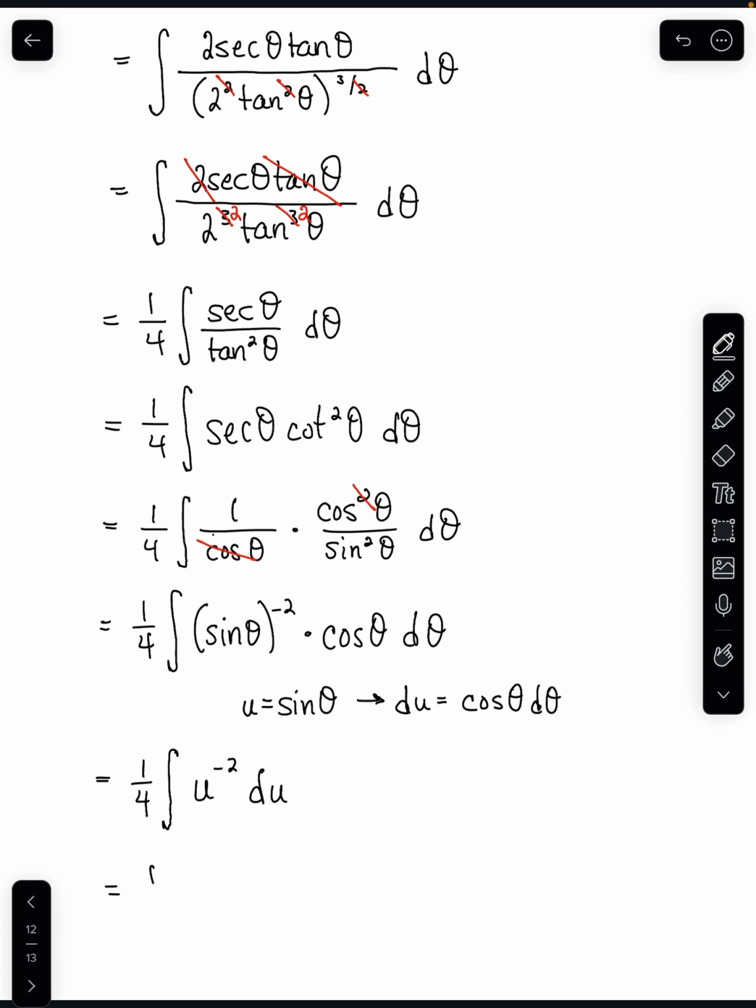The power rule will work nicely here. This becomes u to the negative 1 over negative 1. And now we actually have two levels of substitution to back up through. We have to return from u to the variable theta, and then return from theta back to the original variable x. So handling this one step at a time.